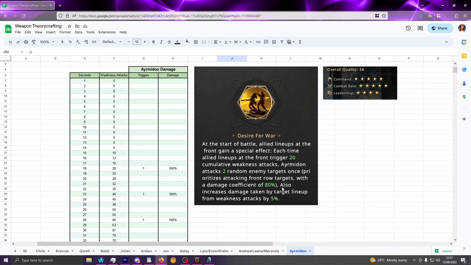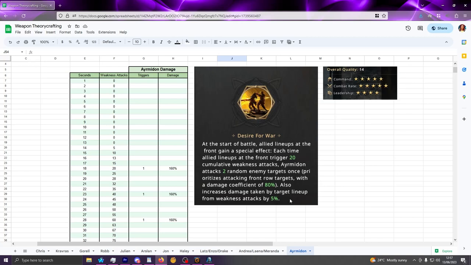So as far as I can tell, this damage taken debuff that you're applying on enemy lineups will proc directly off these 2 random attacks. The issue with that is that weakness attacks themselves are not random. They are very specific in how they target enemies, so they will always target the enemy lineup which has the fewest troops remaining. Ayrmidon's attacks, however, and therefore his debuff that he applies, will target random enemy targets.